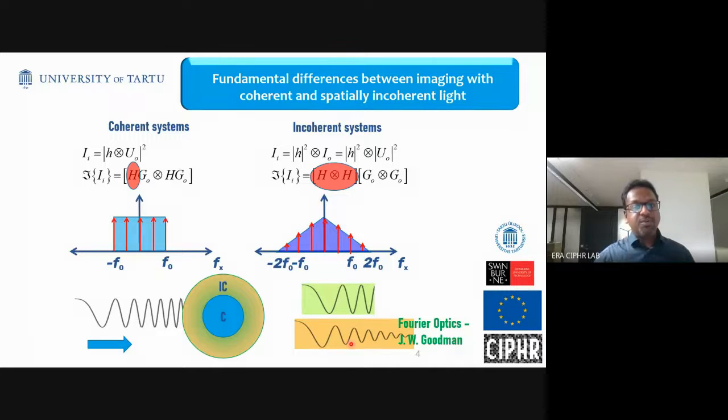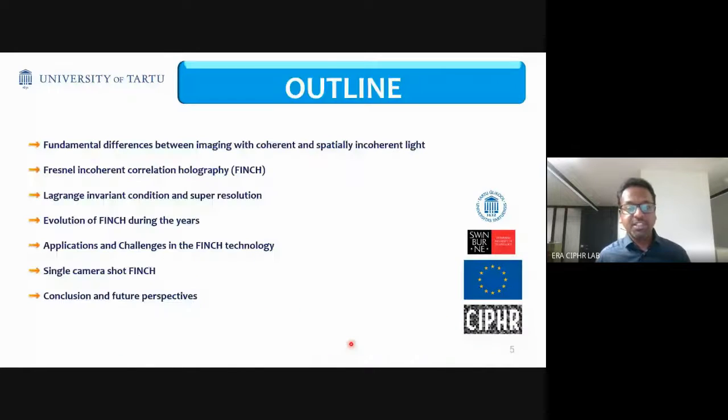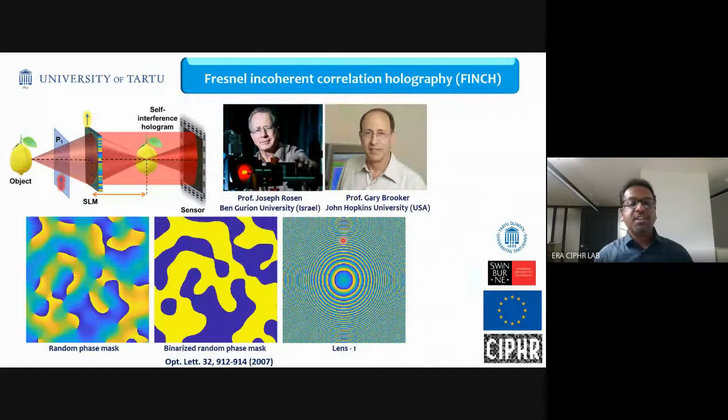Okay, so now we know the basics of how coherent and incoherent imaging systems work. With that knowledge, let us move forward to understanding frontal incoherent correlation holography, or FINCH. FINCH was invented by Professor Joseph Rosen from Ben Gurion University. He was my postdoctoral advisor during my stay. And Professor Gary Brooker is basically a biologist, whereas Professor Rosen is an electrical engineer and optical scientist. They both invented this concept of frontal incoherent correlation holography.